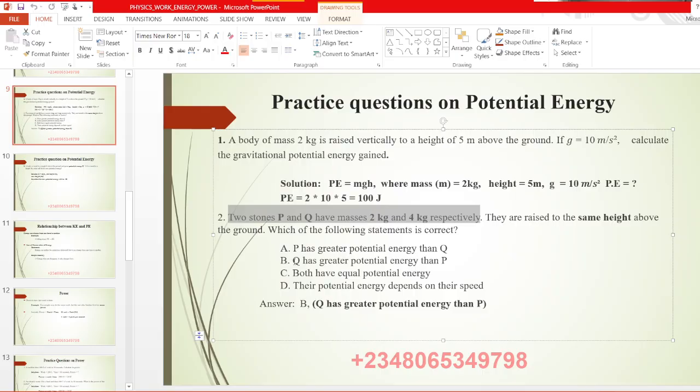Q has a greater potential energy than P. Yes, because the mass of Q is two times that of P. Both can never have equal potential energy. Their potential energy depends on their speed.